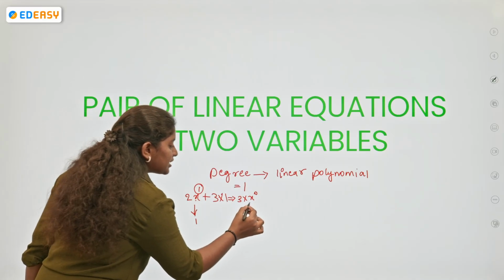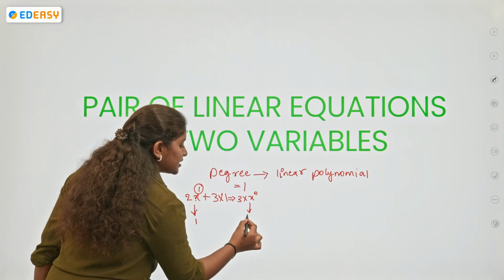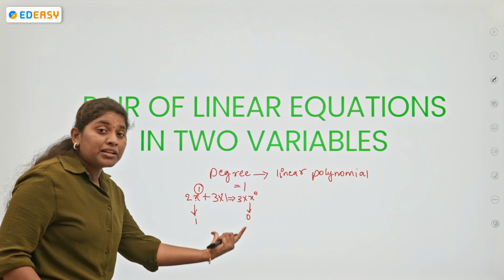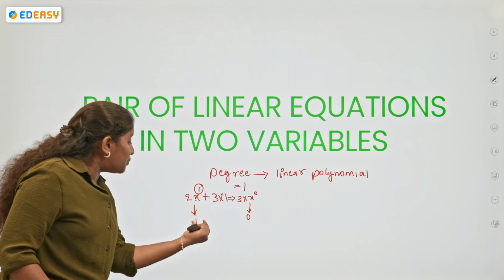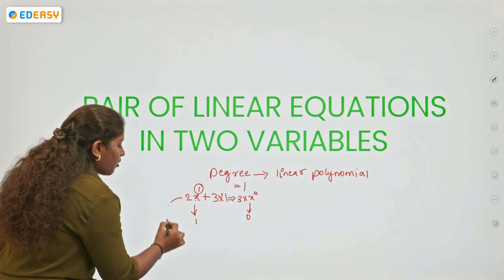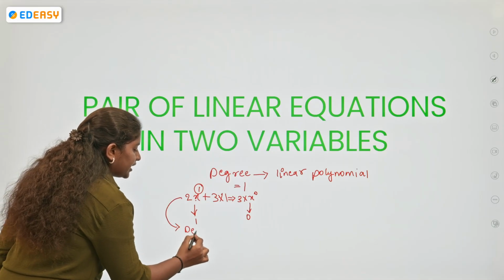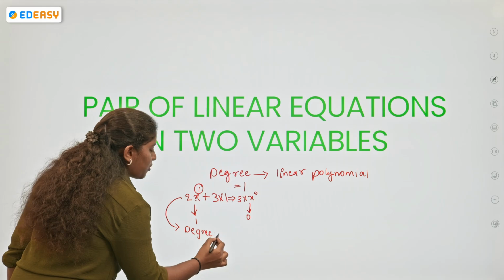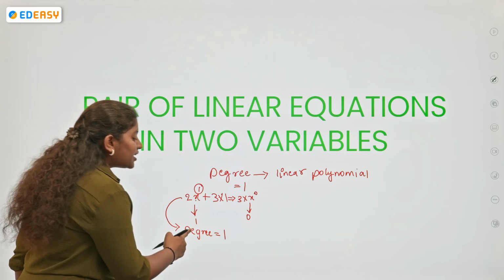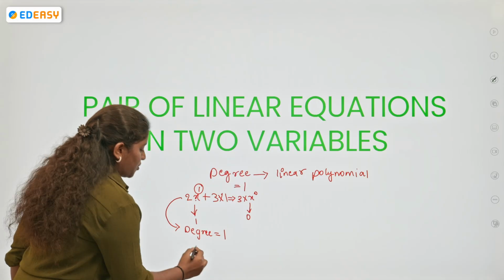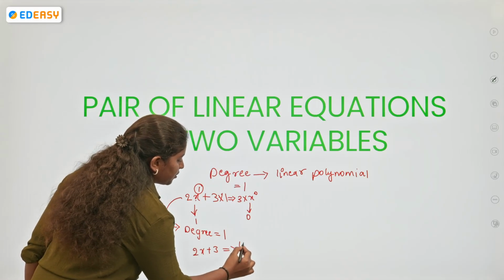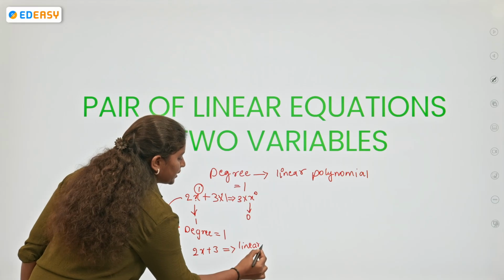Now in this term, what is the power of your variable x? 0. If you compare the powers of your variable, the highest power is 1. So the degree of this polynomial will become 1. As we have degree 1, 2x plus 3 will become your linear polynomial.